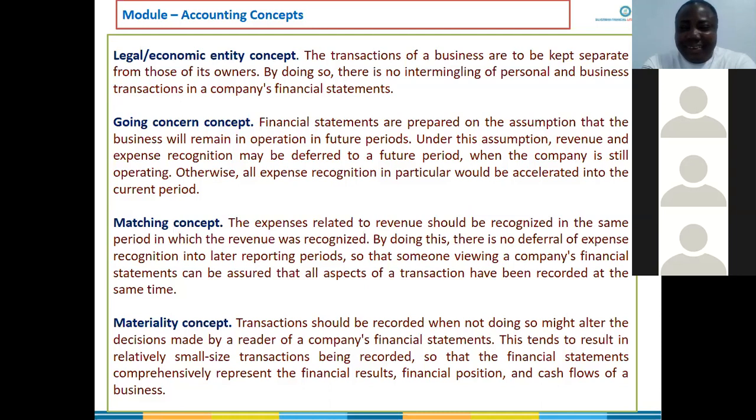Please, I want to ask one question. Okay, please go ahead, Alice. About the legal economic entity concept. In some companies, the owners just give an order to transfer this money into their personal accounts. How do you treat that one?